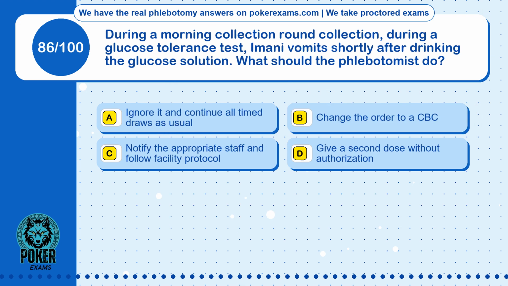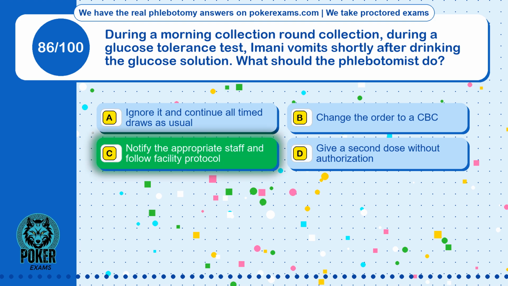Question 86. During a morning collection during a glucose tolerance test, Imani vomits shortly after drinking the glucose solution. What should the phlebotomist do? Option A. Ignore it and continue all timed draws as usual. Option B. Change the order to a CBC. Option C. Notify the appropriate staff and follow facility protocol. Option D. Give a second dose without authorization.